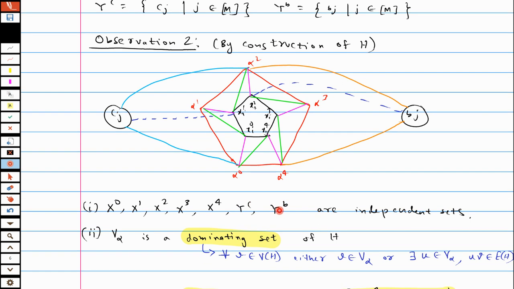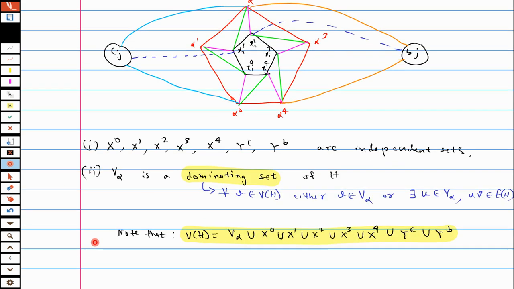And the second observation is that V alpha is a dominating set. So V alpha is these vertices: alpha 0, alpha 1, alpha 2, alpha 3. So what is a dominating set? A set is called a dominating set if for all the vertices in the graph, either that vertex belongs to the dominating set or there is an edge from the dominating set to that vertex. We can see it is a dominating set because all the x vertices are connected to alpha vertices, and all the c vertices are also connected to alpha vertices. So that's why it is a dominating set.